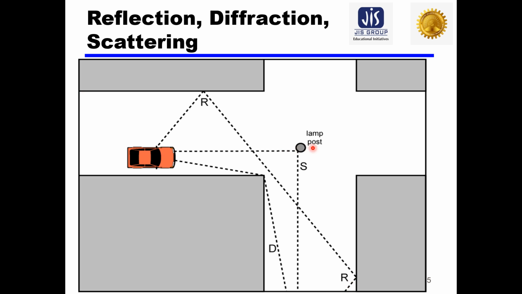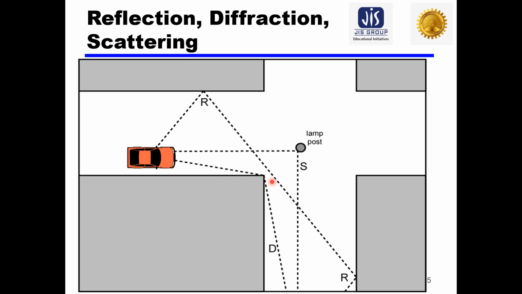So scattering: suppose there is a lamp post, which is comparable with the wavelength, then from the lamp post also the signal may come in this way. The signal is from an omnidirectional antenna, so the signal will be in all directions. That's why the signal comes from here to here, and it will scatter at the lamp post and go this way, the straight line.